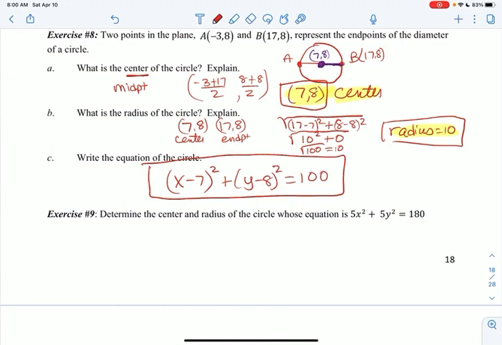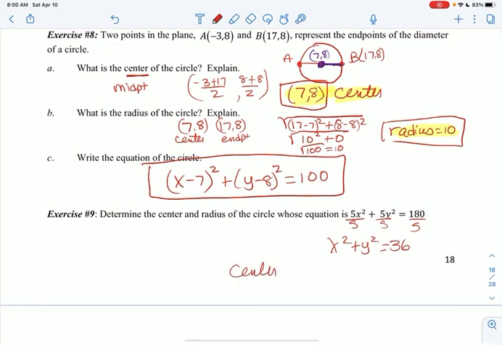Now, what if I have numbers? I said that was the last one. I forgot there was one more. What if I have numbers in front of the x and the y? I have to get rid of those numbers. So I would just divide everything by 5. And I have x squared plus y squared equals 36. So 180 divided by 5 is 36.